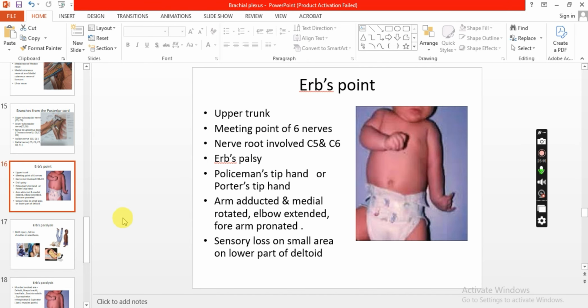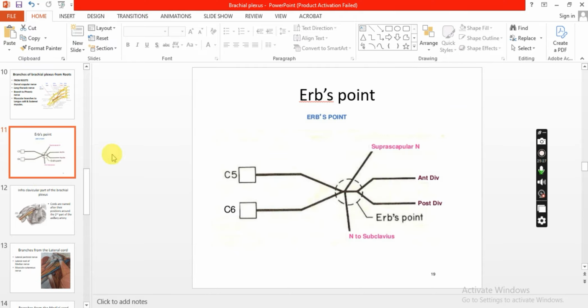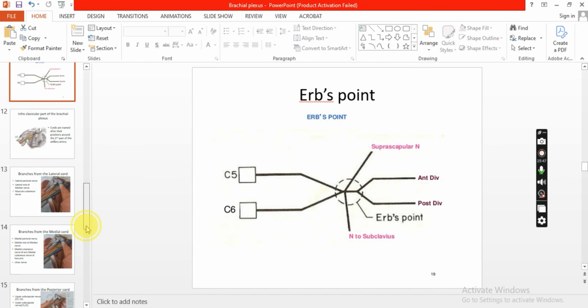So let's talk about some clinical aspects of Erb's point. It is a meeting point of 6 nerves, as you have seen here: C5, C6, its ventral and dorsal division, nerve to subclavius, and the suprascapular nerve. Sometimes some injury happens to this area that leads to a clinical condition called Erb's paralysis or Erb's palsy.